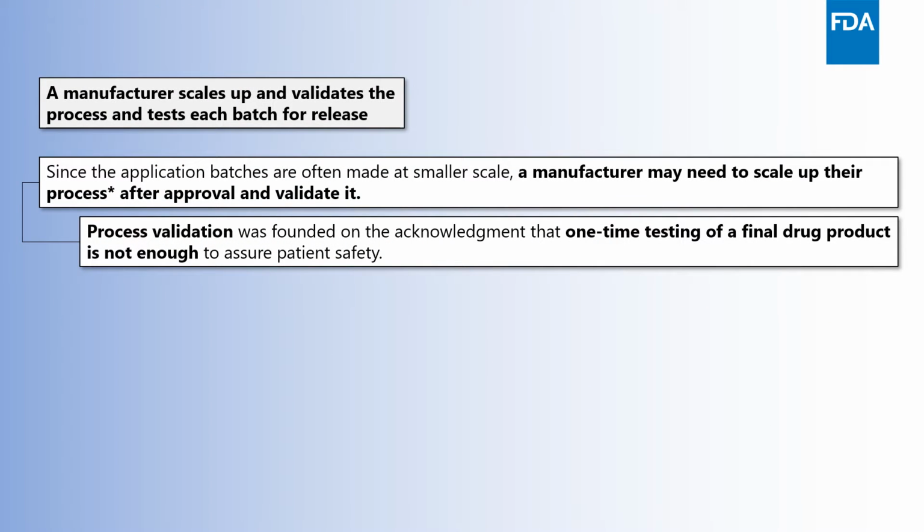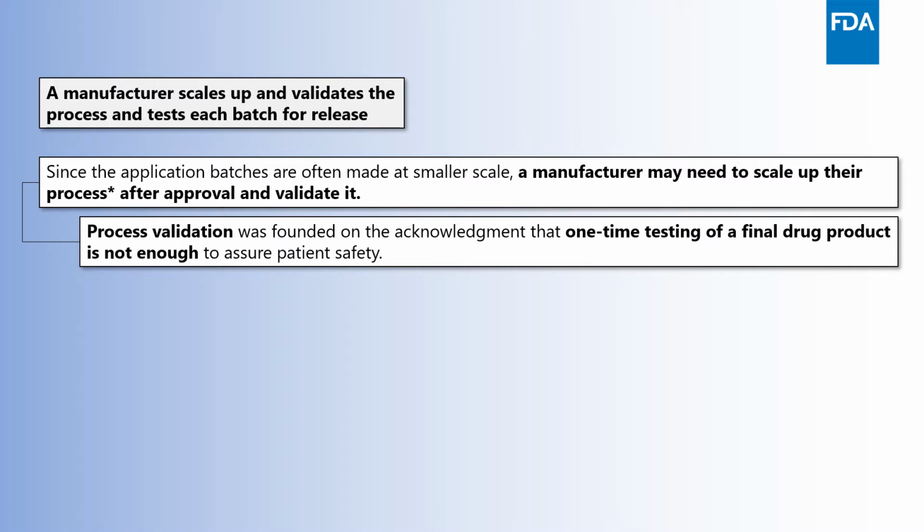Since the application batches for generic drugs are often made at smaller scale, a manufacturer may need to scale up their process after approval and validate it. Scale up may involve adjustments to the manufacturing process and the use of larger equipment. This larger scale process must be validated.